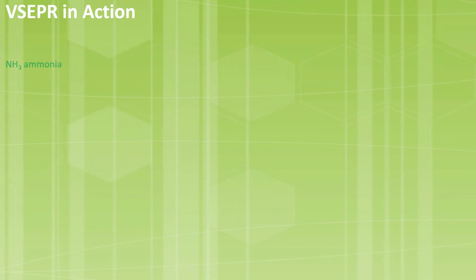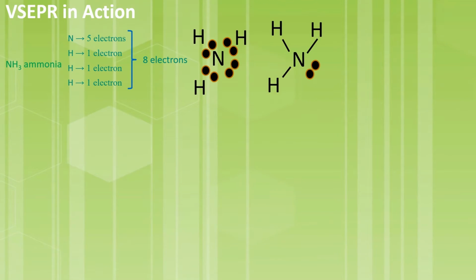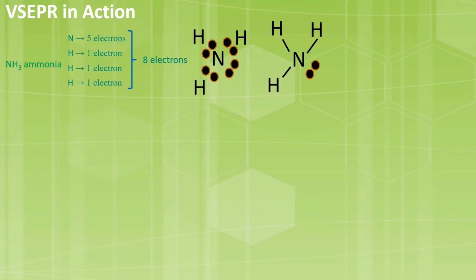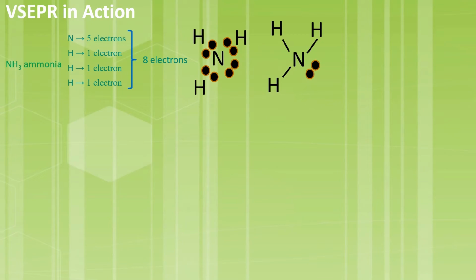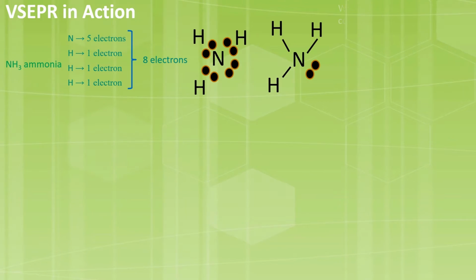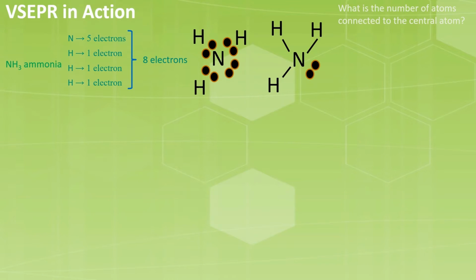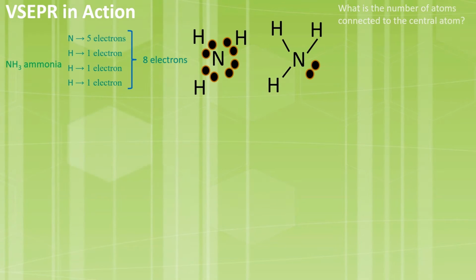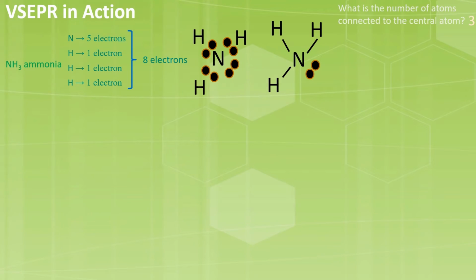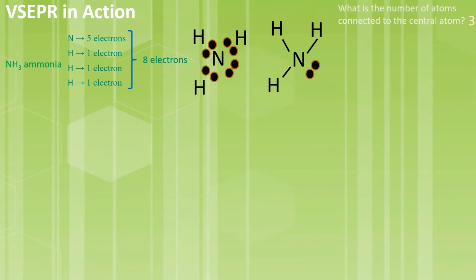Now we'll look at our old friend ammonia, NH3, once more. The Lewis structure of this molecule has been done already and is straightforward. Now, for the sake of VSEPR theory, we want to identify three quantities. First, what is the number of atoms connected to the central atom? This determines the number of bonding groups about the central atom. In ammonia, we have three hydrogen atoms bonded to the central atom, nitrogen. Thus, we have three bonding groups.